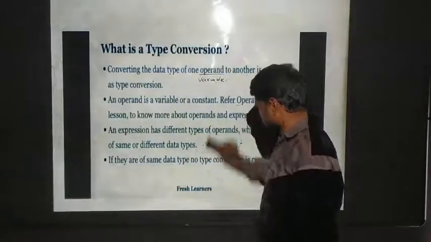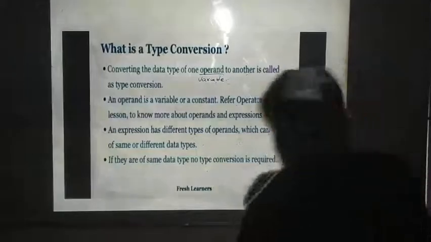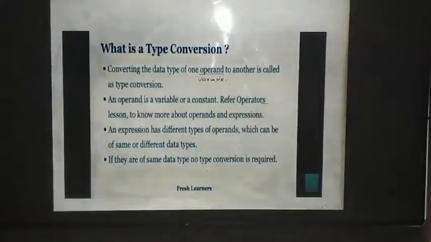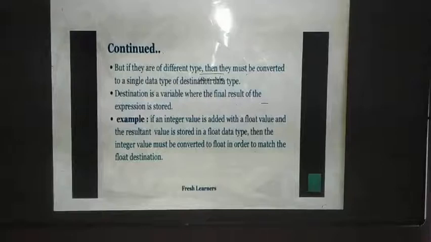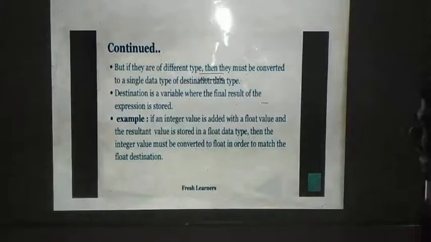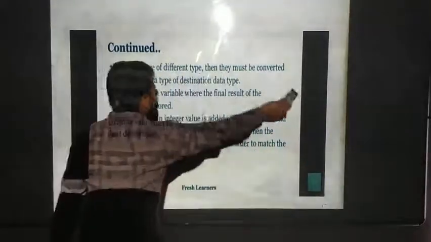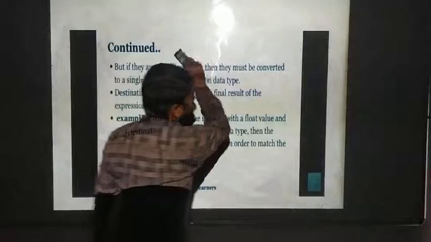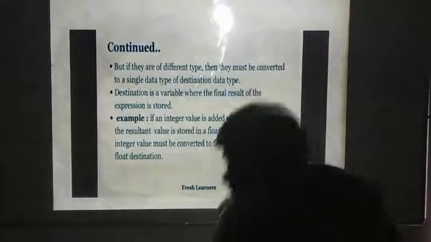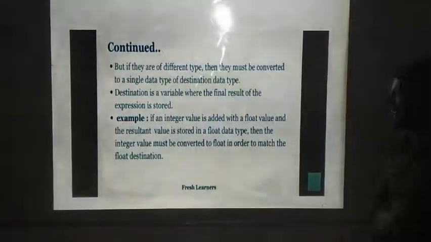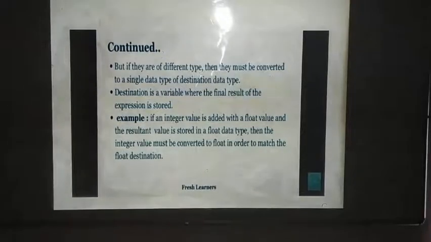Now, if they are of the same data type, no type conversion is required. If these two are the same data type, no type conversion is required. If they are of different data types, then they must be converted into a single data type, the destination data type. The destination data type is the final data type which we want to print as output. Destination is a variable where the final result of the expression is stored.